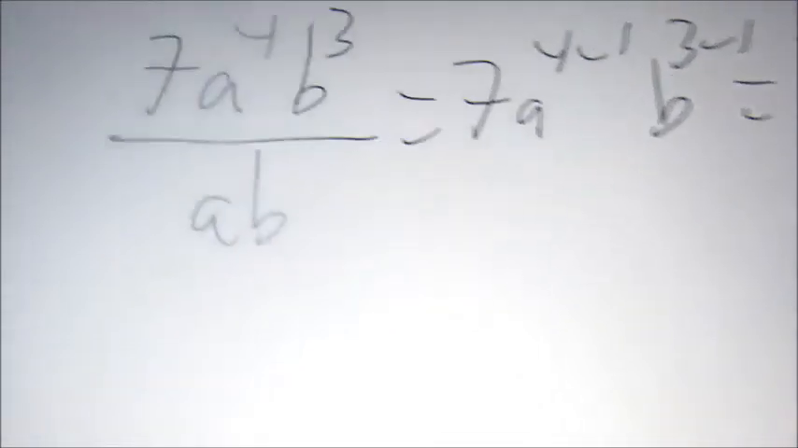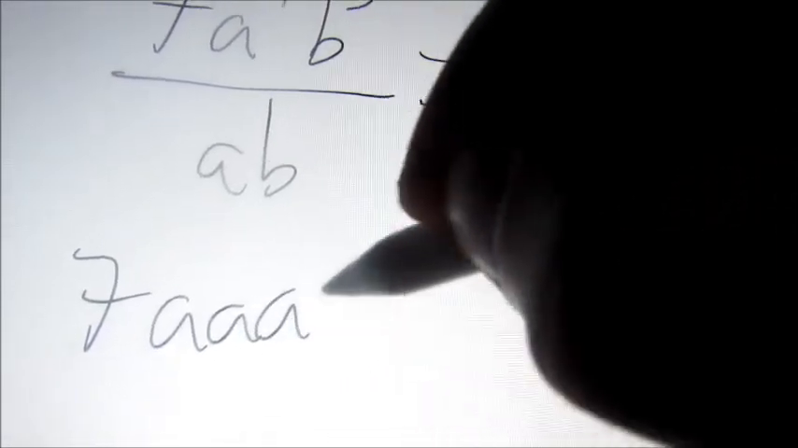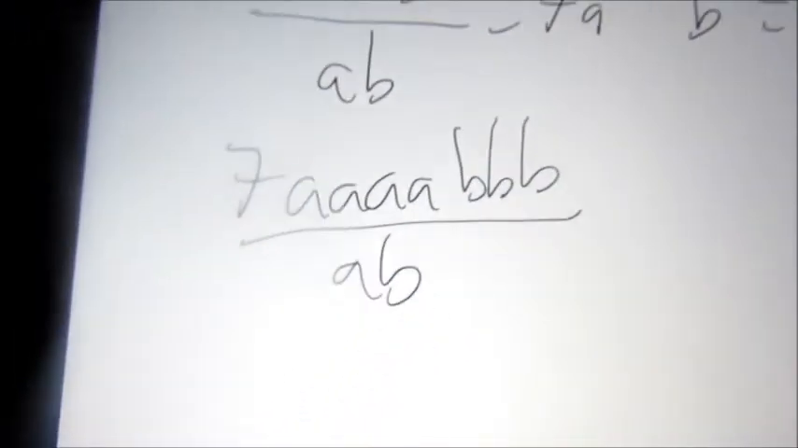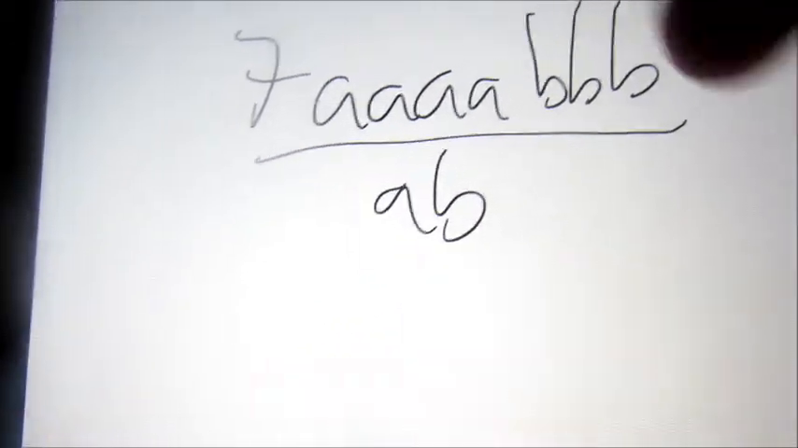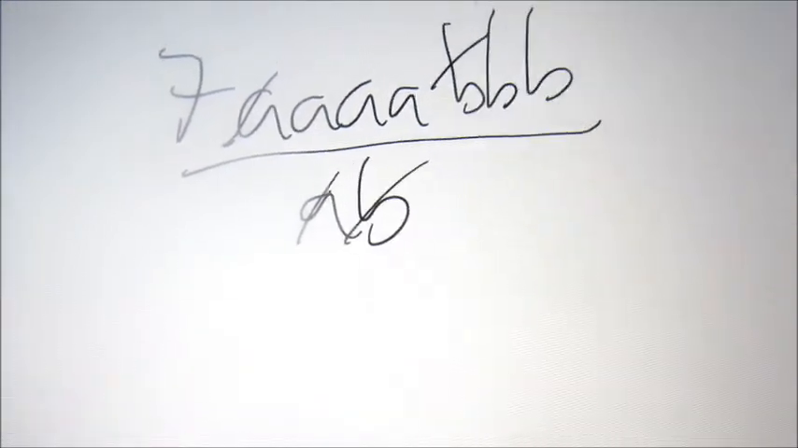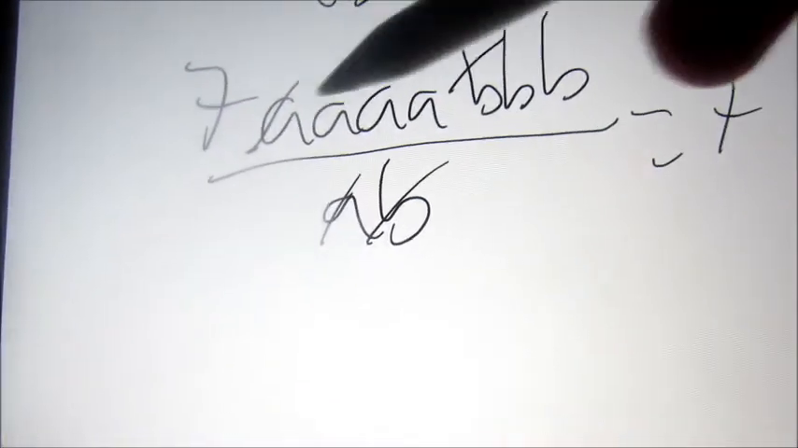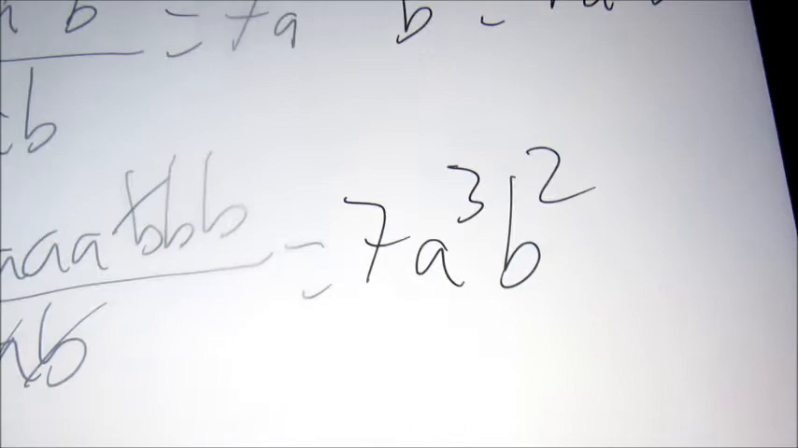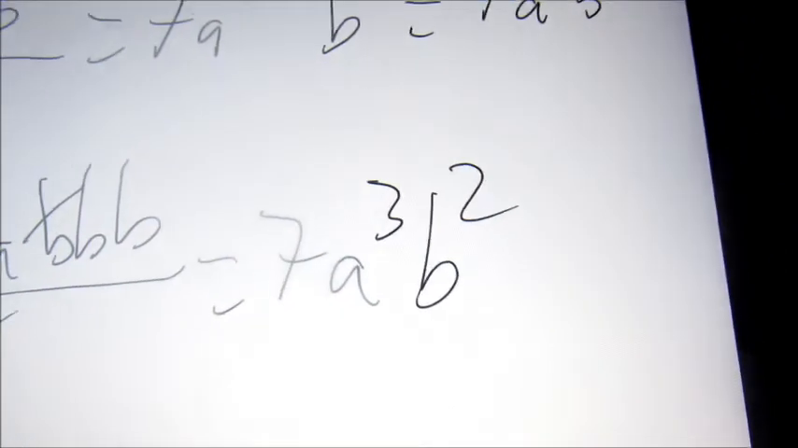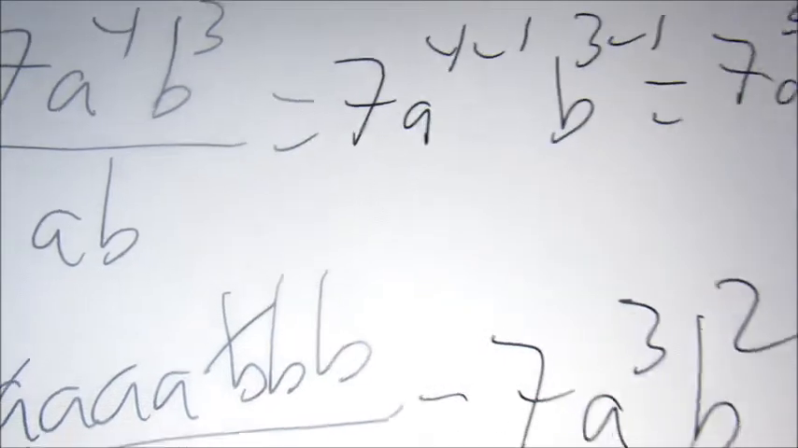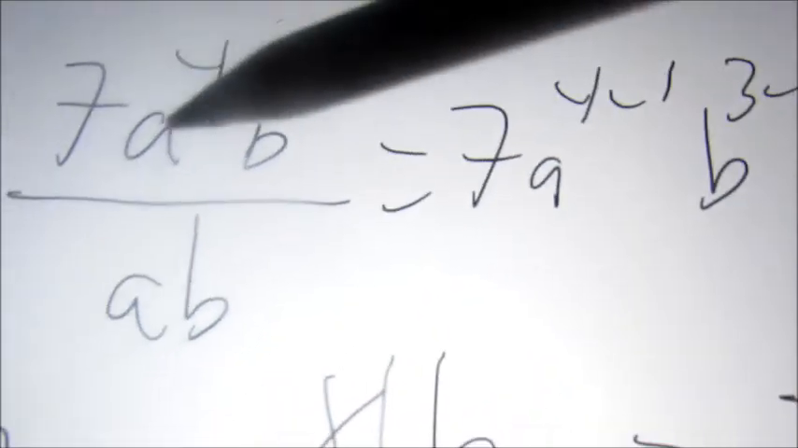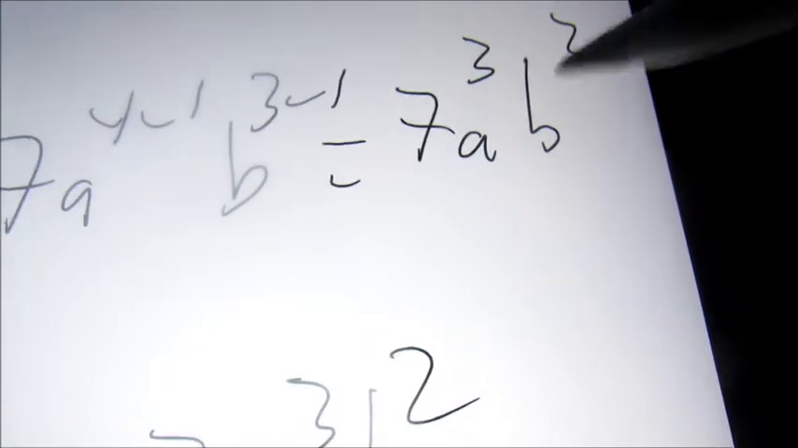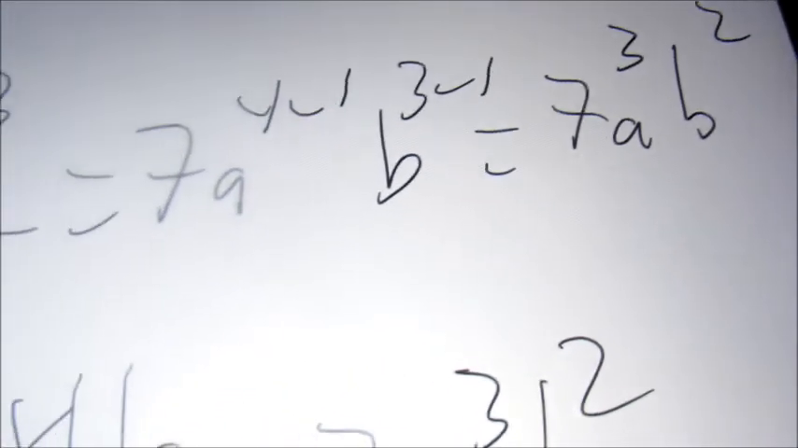Okay, so if we were to do this where we separate it all out, expand it, we'd have 7, and then we'd have 4 a's and 3 b's, and we would have 1 a and 1 b on bottom. So we cancel what's on both top and bottom, this a with this a, this b with this b. We're left with a 7, and we have 3 a's, so a to the 3, and 2 b's, so b squared. So we get the same answer no matter which way we do it. And you don't have to show all these subtraction steps. You can go straight from here to here once you know that you're just subtracting.